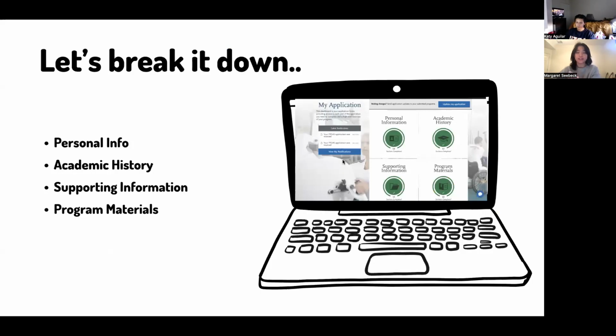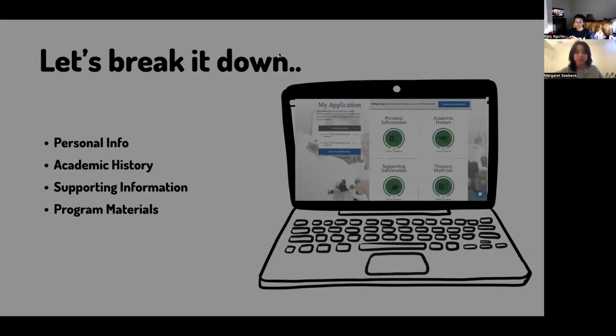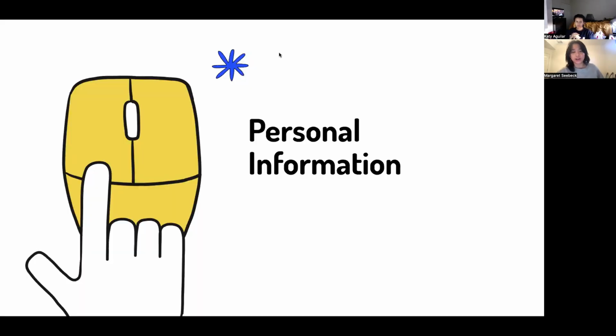So let's break it down. This is what the PTCAS home screen looks like. I screenshotted it from my profile. It has the personal information, the academic, and all of that. I'm going to break it down for each of the things we're going to do, and talk briefly about all the different information that's included within the personal information, academic history, supporting information, and program materials. First off, we're going to start with the personal information section.